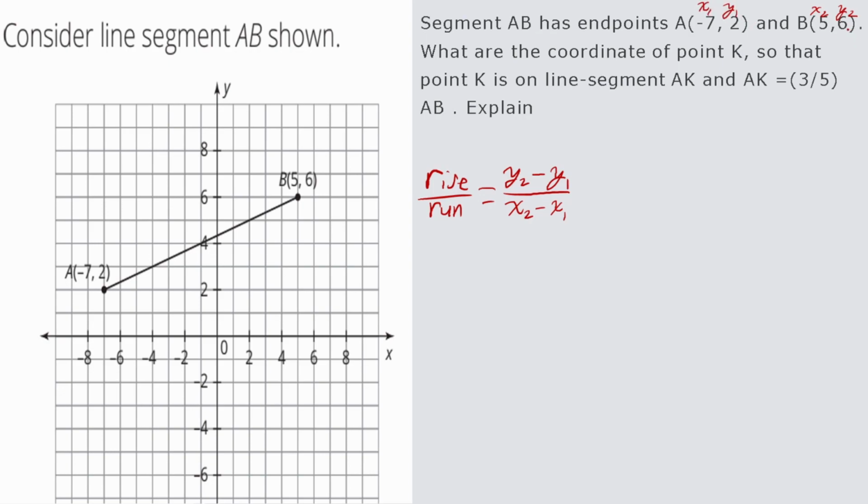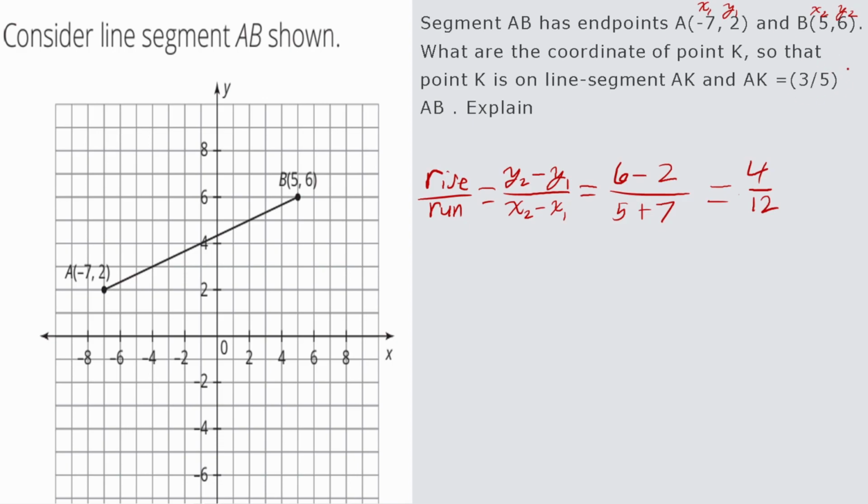So we could plug these in. So this is going to give me 6 minus 2, and then 5 minus a negative 7, which will be plus 7. So up top, we have 6 minus 2 is 4, and then down below, 5 plus 7 is 12. So it gives us the same thing before, right? Except we went from B to A, so these were negative. It was negative 4 over negative 12. But now, since we're going A to B, and it's a positive slope, it's going to be 4 over 12.